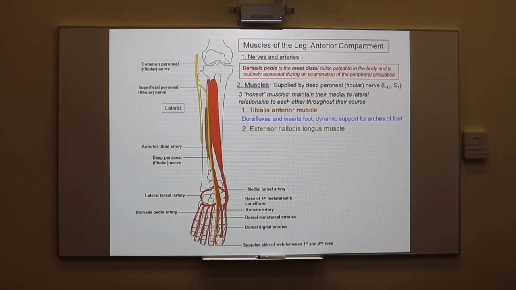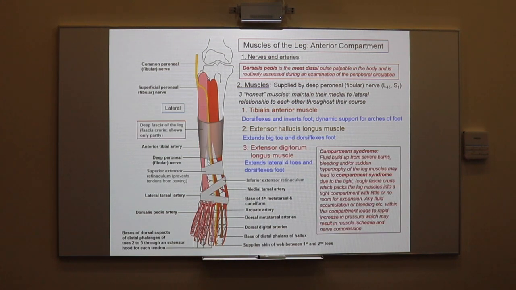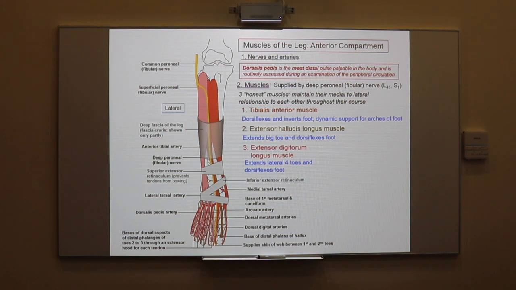The nerve supply of the extensor hallucis longus is the deep peroneal nerve. Then we have the extensor digitorum longus. We go back a little bit. This is the extensor digitorum longus, which is the lateral most muscle here.